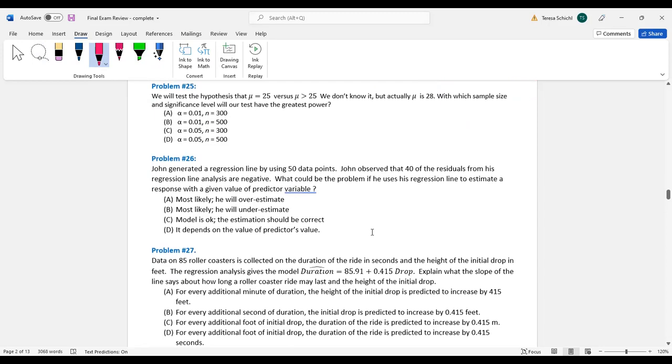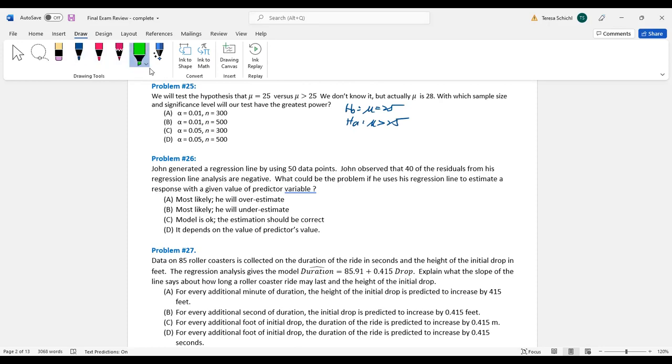Number 25 says, we test the hypothesis that mu is equal to 25 versus HA, mu is greater than 25. We don't know it, but the actual mu is 28. With which of the sample sizes and significance levels does our test have the greatest power? Let's write it. This is H0, mu equal to 25, and HA is mu greater than 25.